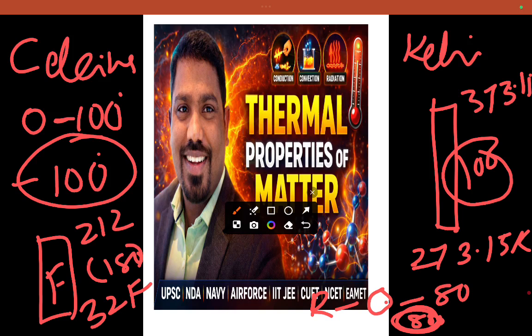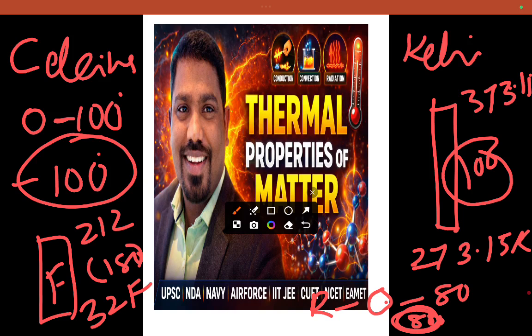Coming to Kelvin, Lord Kelvin introduced the Kelvin scale. Here, the lower fixed point in Kelvin is 273.15. The upper fixed point is 373.15 Kelvin. The number of divisions in the Kelvin scale is 100.